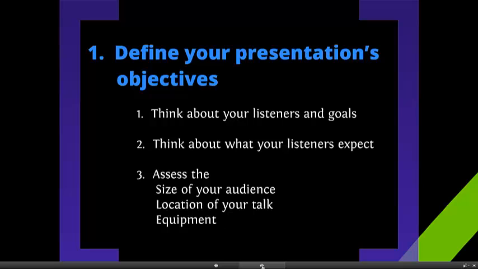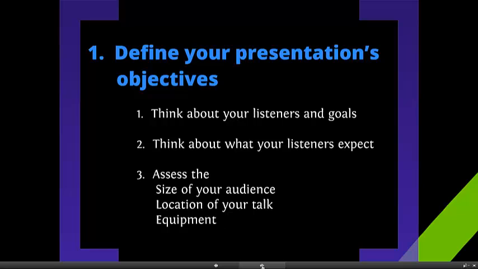And third, you want to assess your audience. What size audience are you going to have? Are you going to be in a large auditorium with several hundred people? Are you going to be in a smaller setting, maybe in a committee, maybe presenting within your small group or your company? Or are you just presenting one-on-one, or you and a couple other people? How are you presenting?